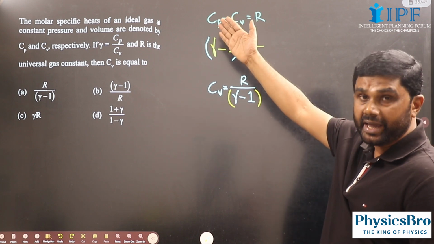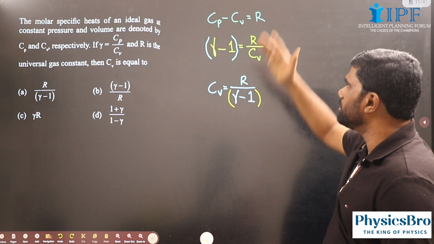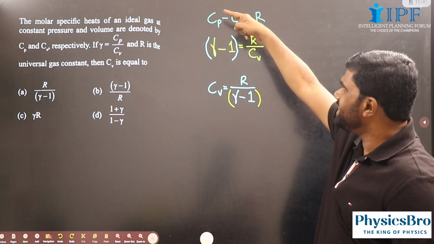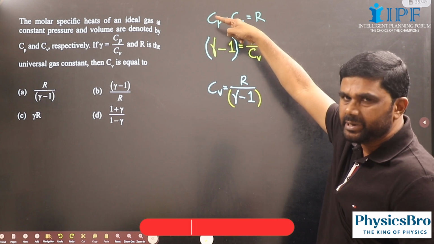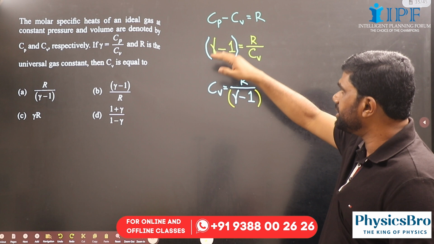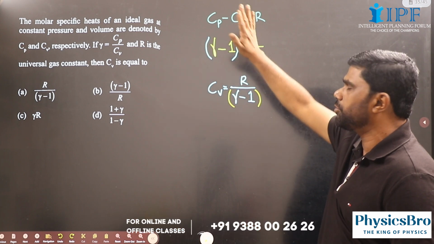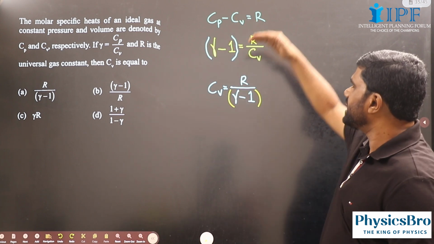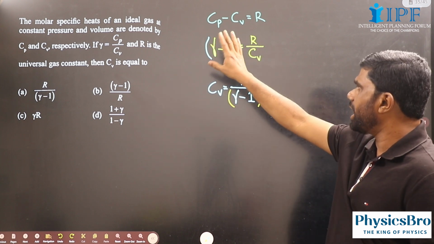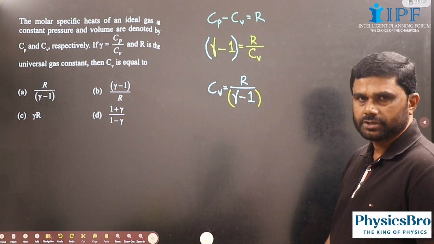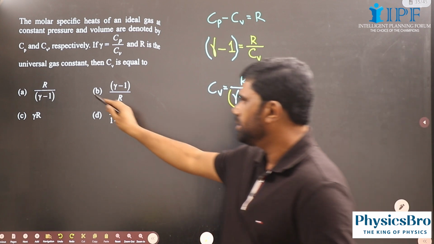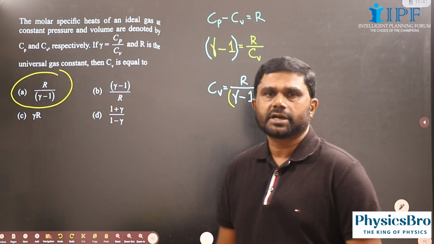See here we have the Mayer's relation Cp minus Cv equal to capital R. Let's divide throughout by Cv. So Cp by Cv, first term, that will be gamma. And the next term will be Cv by Cv and it is equal to 1. So gamma minus 1 on the left side, and on the right side we will get R by Cv. Now take this Cv to the left and gamma minus 1 to the right. So we will get Cv equals R divided by gamma minus 1. So this must be the correct option.